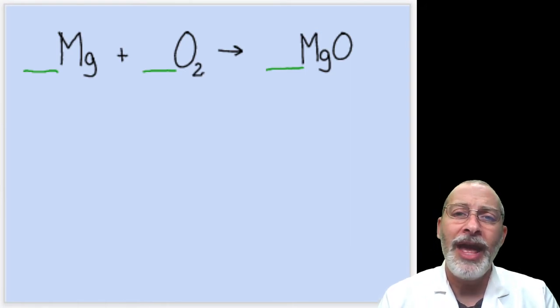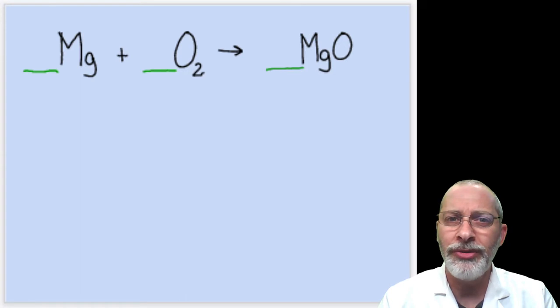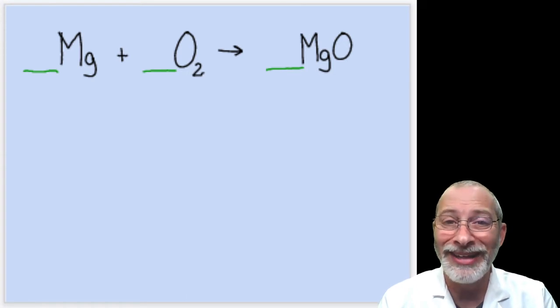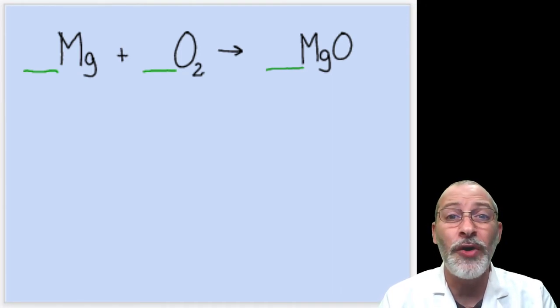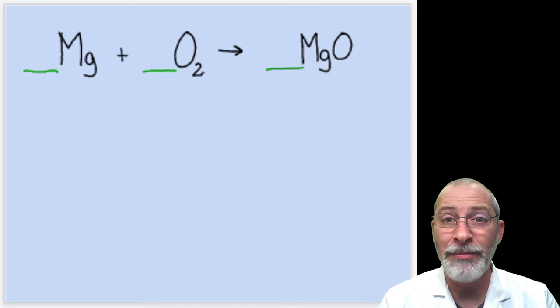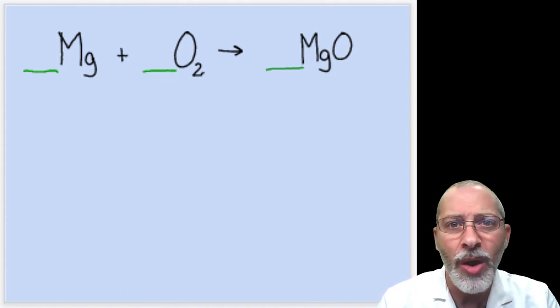But if you look at this chemical equation closer, you will notice that there is something wrong here. The way it is written right now is not a true statement. It is not a true equation. This is a false equation. Mg plus O2 does not yield MgO.